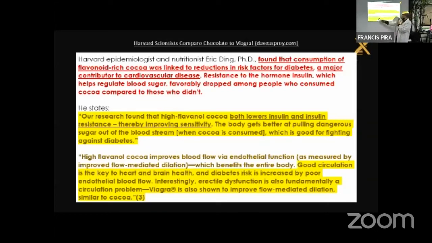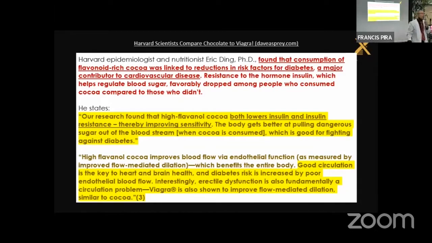With high Flavonol, the good circulation of the blood will go to the heart and brain, and diabetes will be prevented, and the endothelium will be healthy so that there will be a smooth flow of the blood vessel that will prevent the rouleau formation of the blood.